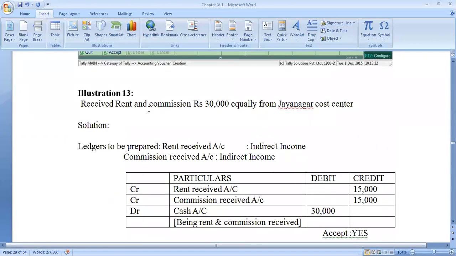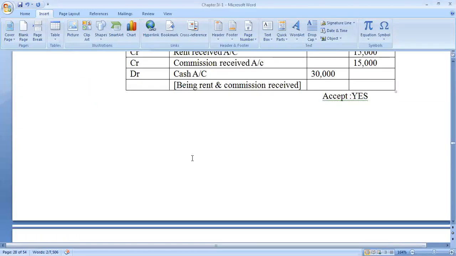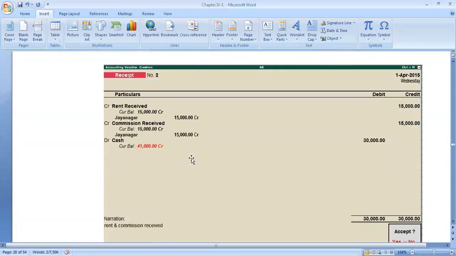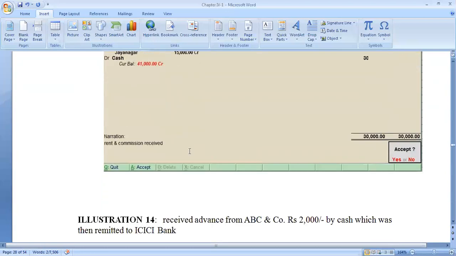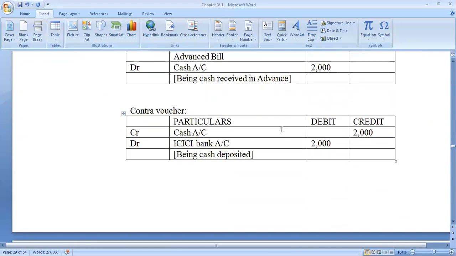Now, received rent and commission equally from Jayanagar cost centers. So rent received and commission received. So debit will be the cash. I don't want to stress the same points again. So debit and the transaction will be done. Received advance from ABC Company Limited. Who is the giver and who is the receiver here? Advance from ABC Company, so ABC Company is the giver. Credit the giver, debit the receiver. So cash is coming into the business.